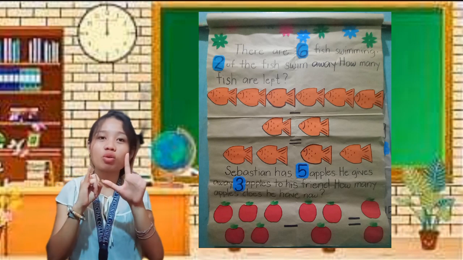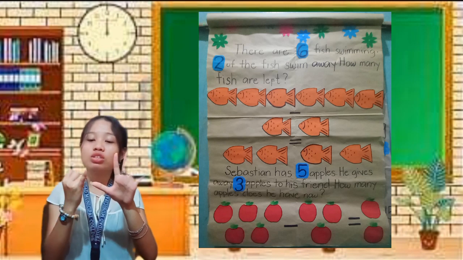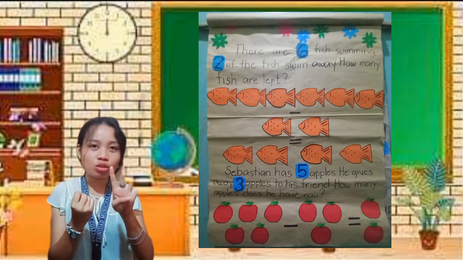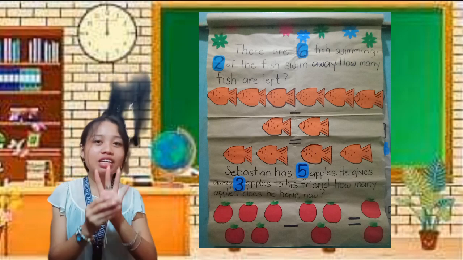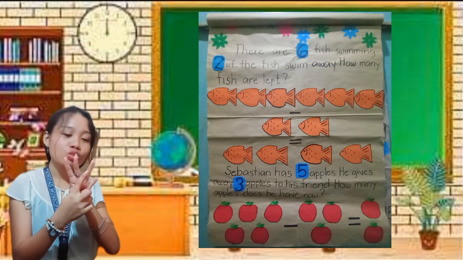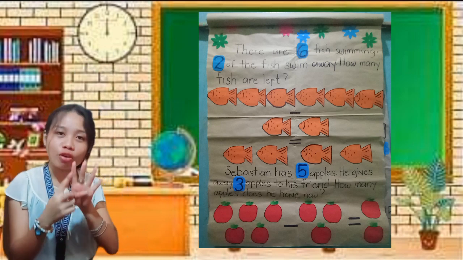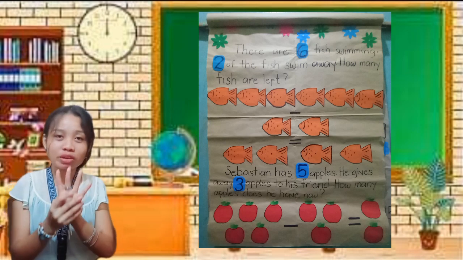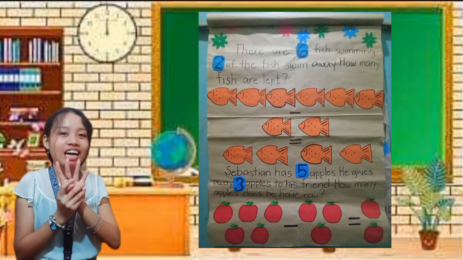So, atong kuhaan kay minus man. So, 1, 2. So, pila na lang man kabuok isda ang nahabilin. So, 1, 2, 3, 4. So, 4 kabuok isda ang nahabilin.